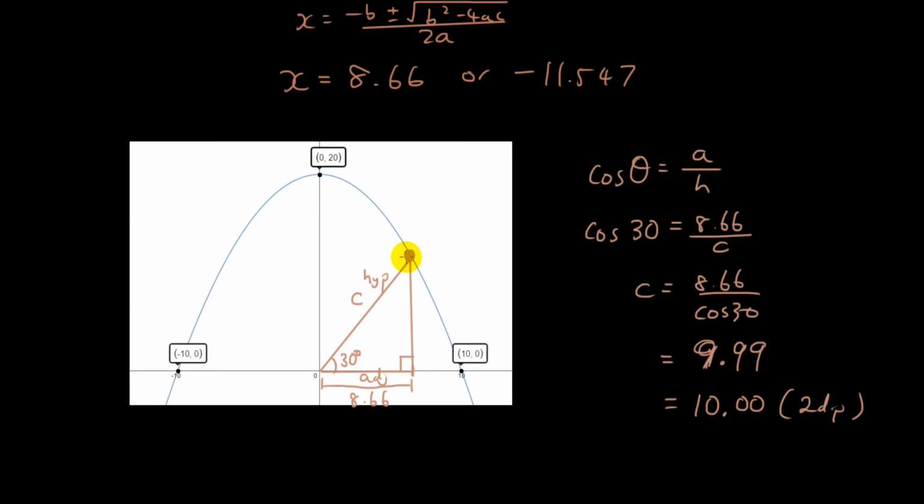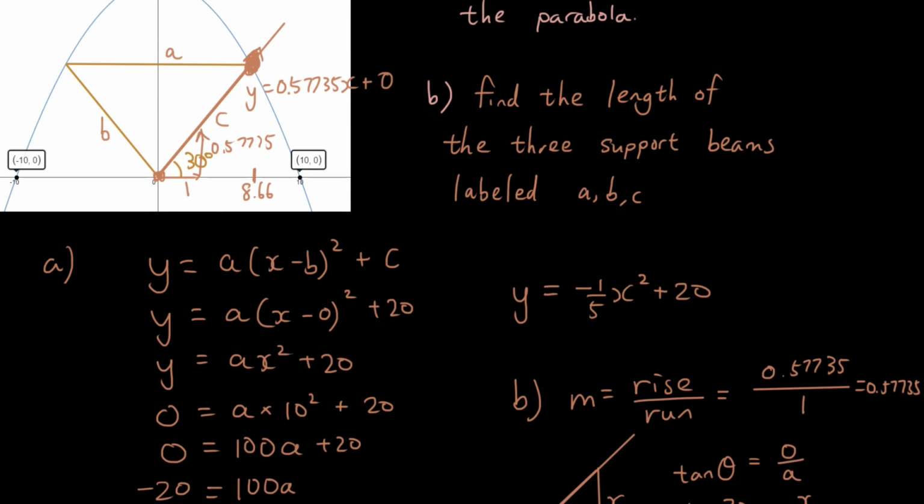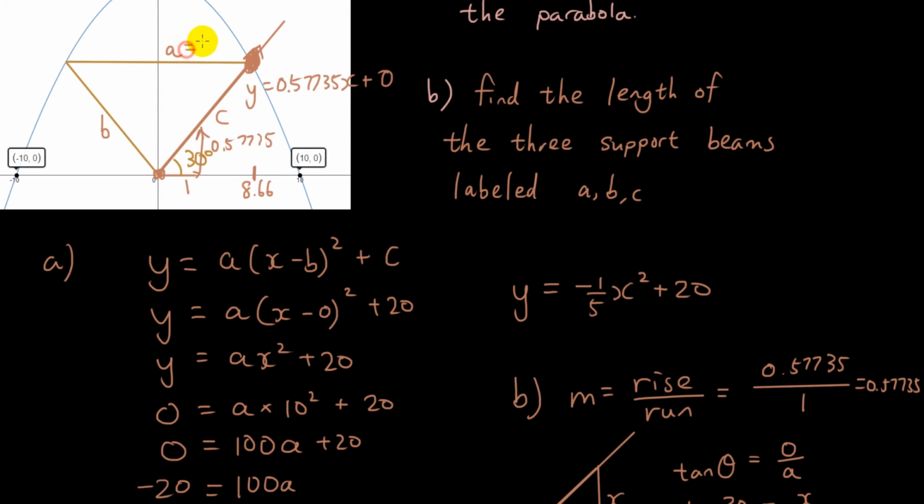Now, what is the length from this point to this point? Well, since that's 8.66, we can just times that by 2, because that's 8.66 as well, from here to here. And from here to here is 8.66. So 8.66 times by 2 is 17.32 units. And what else did I have? I have A is 17.32 and B and C are both 8.66.